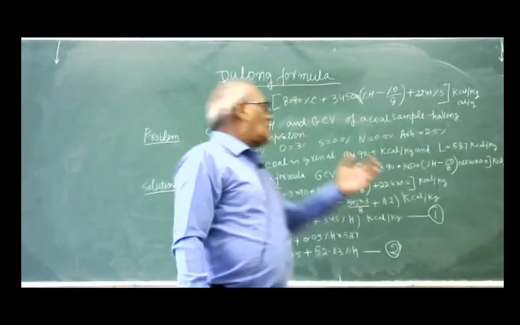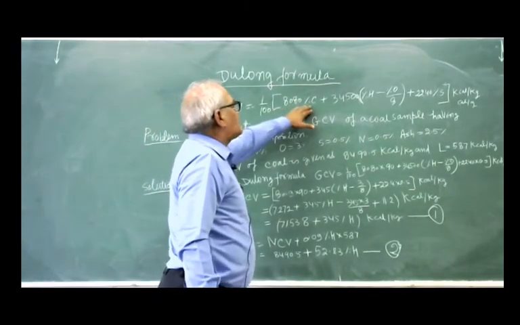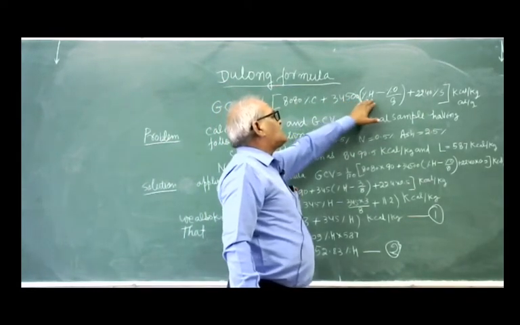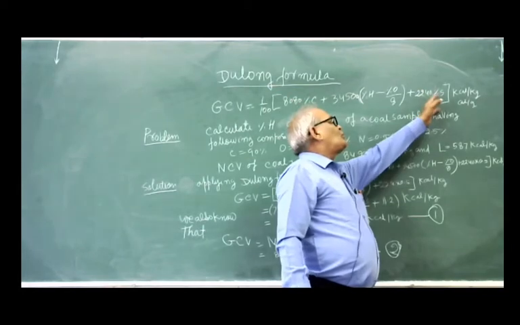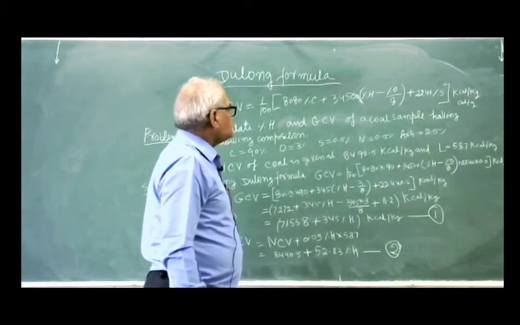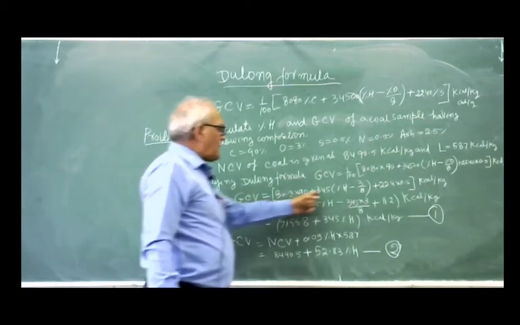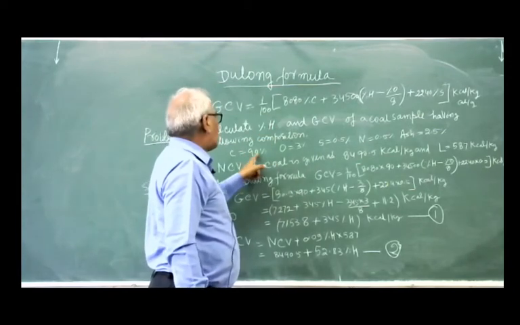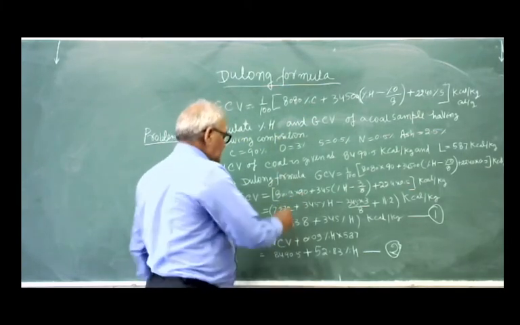Dulong formula. This is the Dulong formula. GCV equal to 1/100, 80% of carbon plus 34,500 percentage of hydrogen minus percentage of oxygen upon 8, plus 2240 percentage of sulfur, kilocalorie per gram per kg. Now just see here percentage of carbon is given. So this is the Dulong formula. I put here the percentage of the carbon. Percentage of the carbon 90. So in place of percentage of carbon I put here 90. So see it is 90.